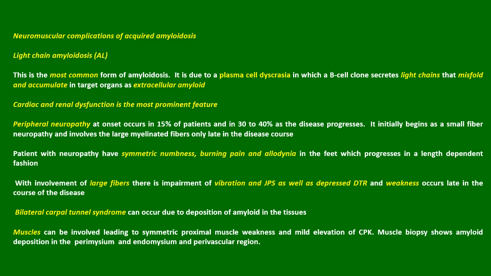Bilateral carpal tunnel syndrome can occur due to deposition of amyloid in the tissues. Muscles can be involved, leading to symmetrical proximal muscle weakness and mild elevation of CPK. Muscle biopsy shows amyloid deposition in the perimysium and endomysium and perivascular region.